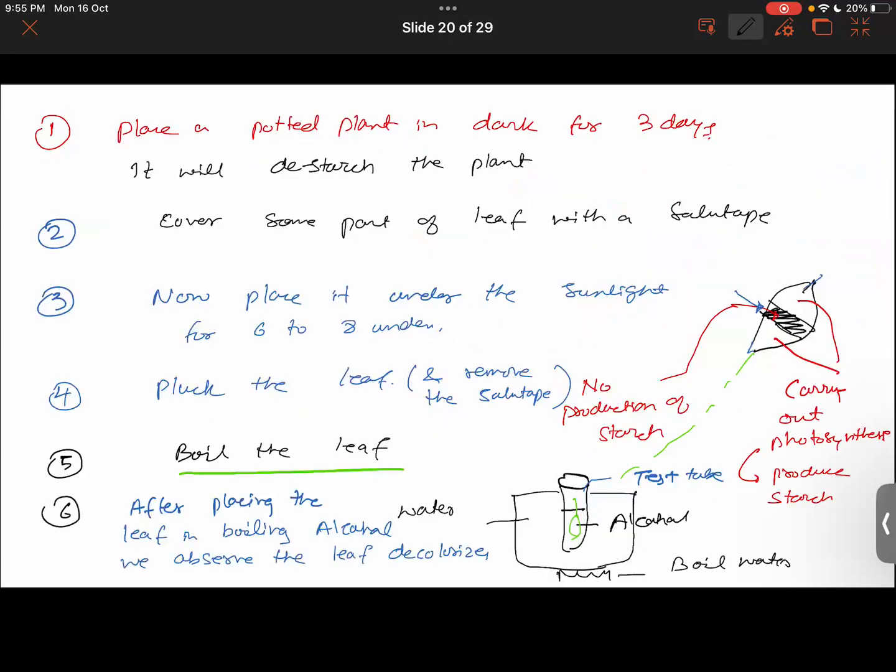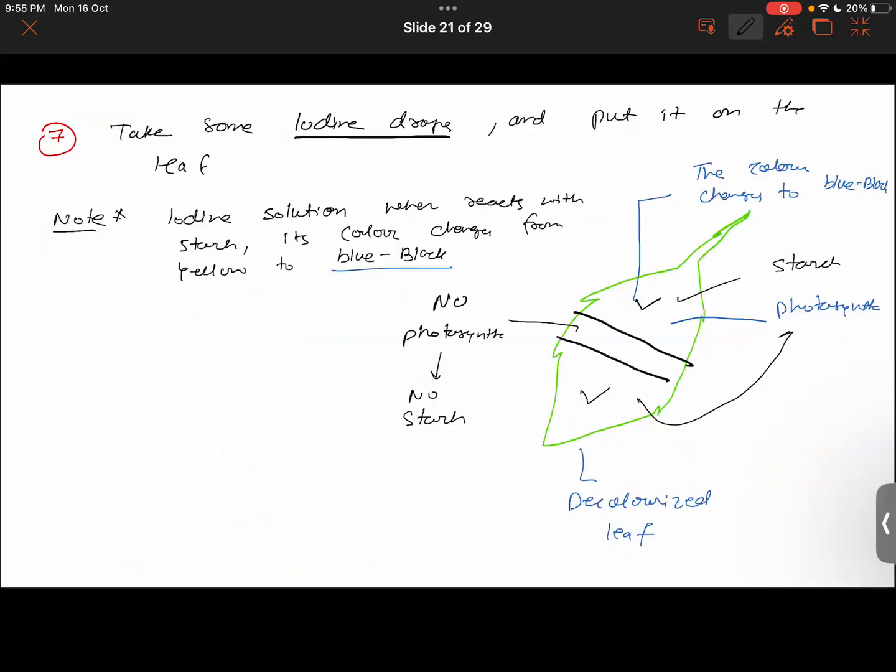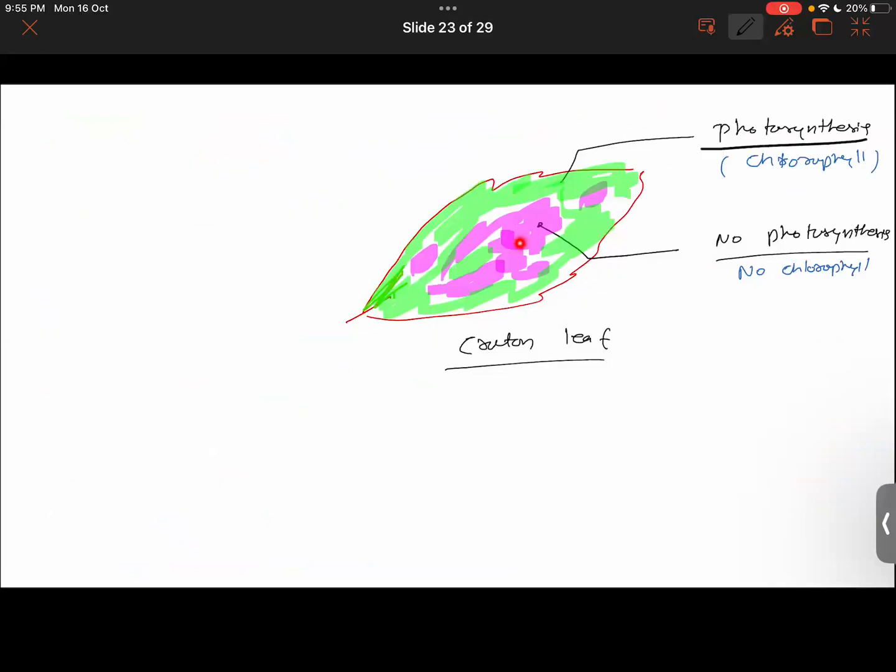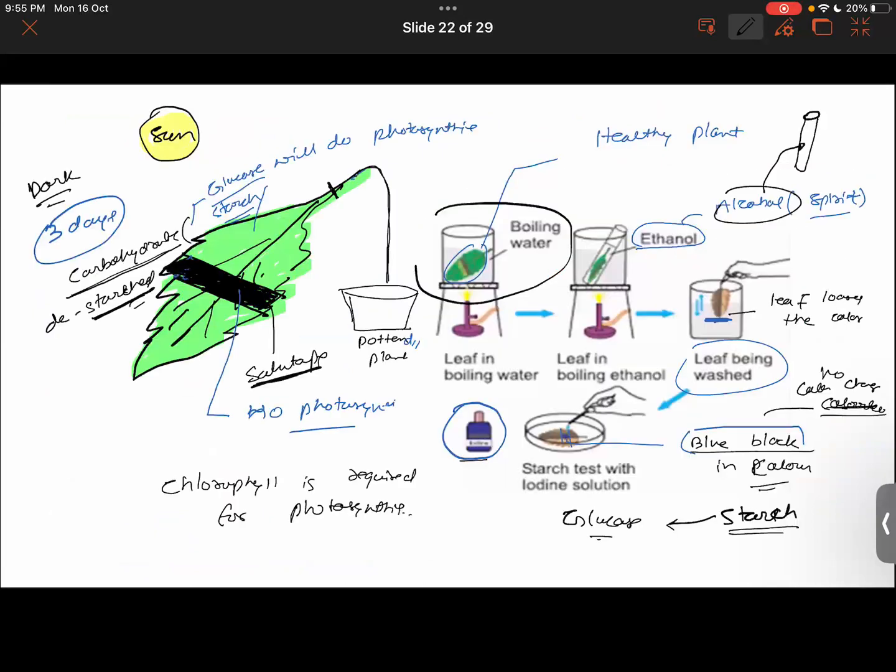So first we take out the leaf. Here you can skip a step, because since it's a colorful leaf, there's no need to put it in the dark for 3 days. Also there is no need to put a sellotape over the leaf, because there are already some portions of the leaf that are colorful and that will be performing no photosynthesis.